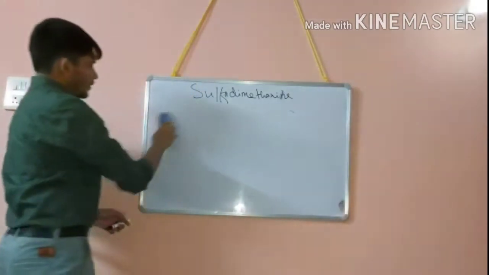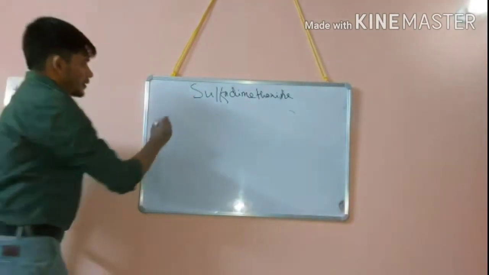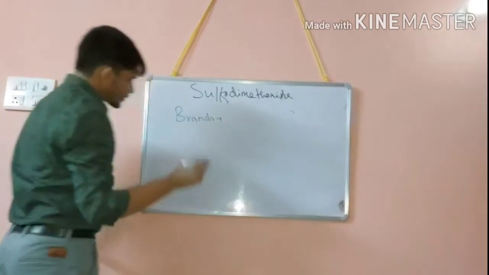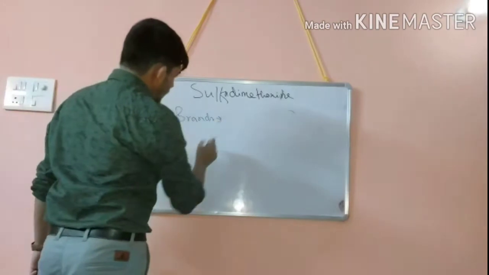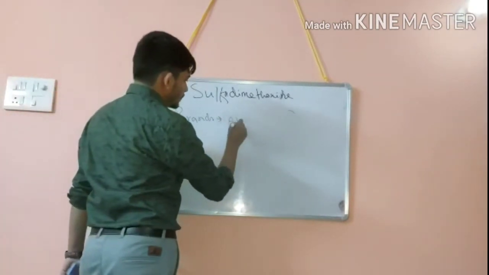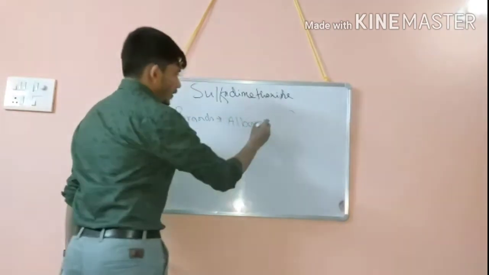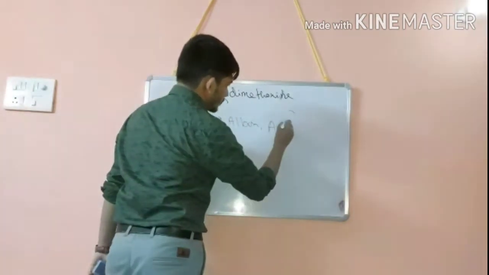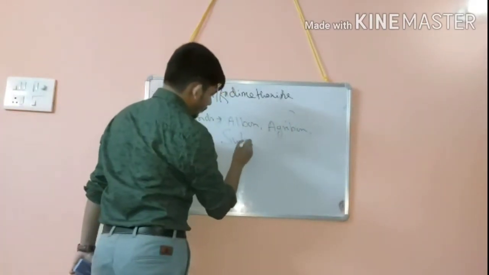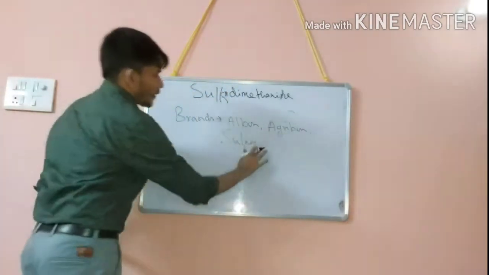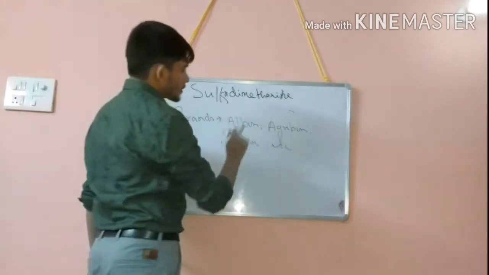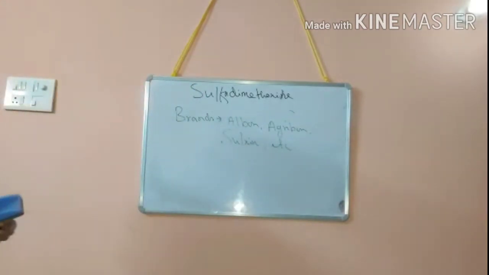Next, we will see the brands. I will give some, but you should search the internet for other brands too. Brands like Elbone, Agribone, then Salxine. Other brands are also there, you will find them in the book. So these are the available brands.